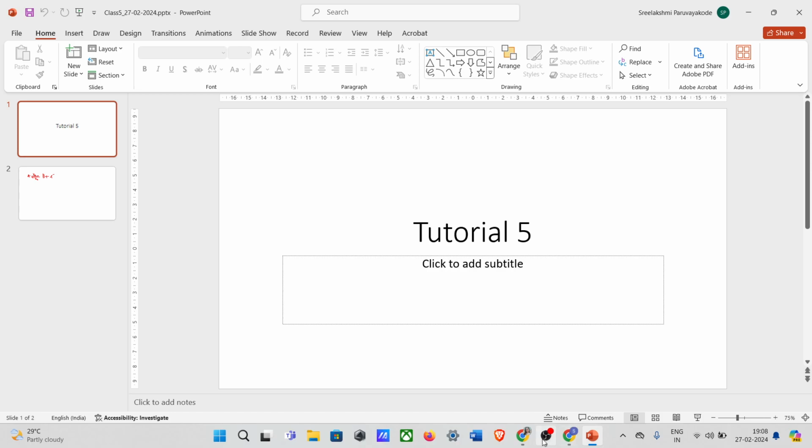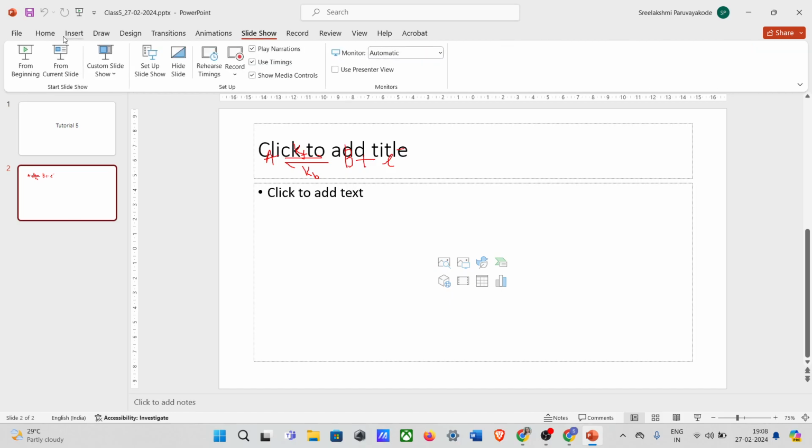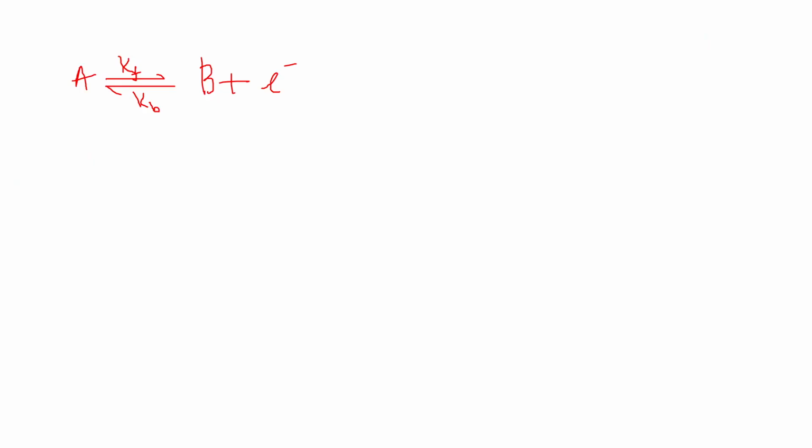So basically, as I told, it is about trying to predict the model when you have the impedance data. So now what we're going to do this week is see how we derive a model for a given set of data. So we'll start with the simplest equation. It's a reversible reaction: A giving B plus an electron is released.